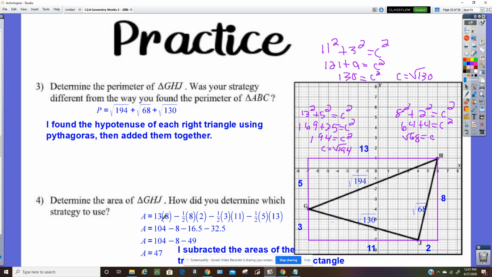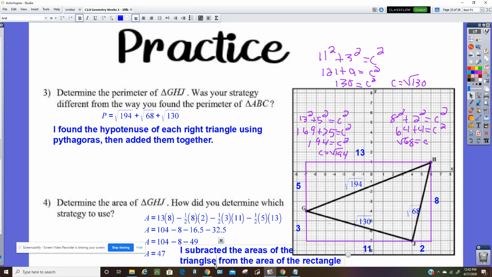So 13 by 8 is 104. And then subtracted off the 3 triangles there. And I have 104 minus 57, and this adds up to 57. So subtract those, and I get 47. So what did I do there to get the area? I subtract the area of the triangles. I should say triangles here. Let me fix that. Subtract the area of the triangles from the area of the rectangle.